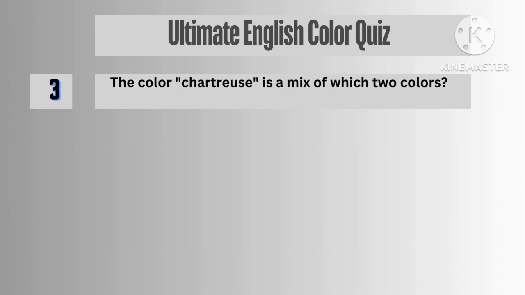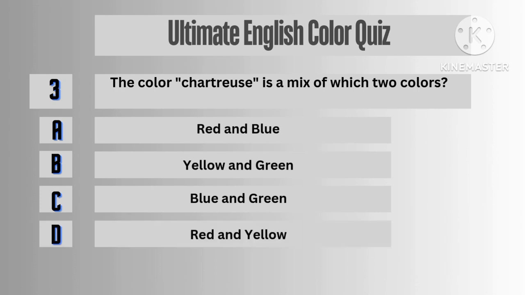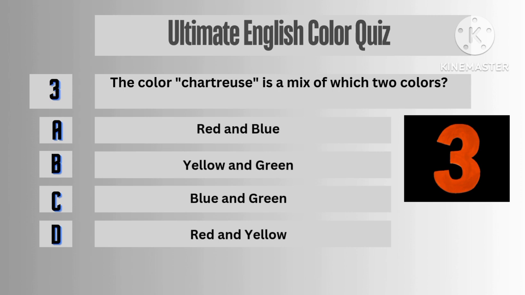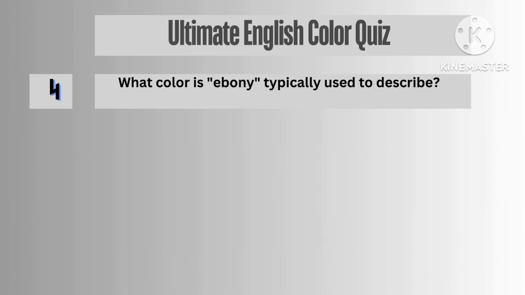Question number 3. The color chartreuse is a mix of which two colors? A red and blue, B yellow and green, C blue and green, D red and yellow. The correct answer is B yellow and green.